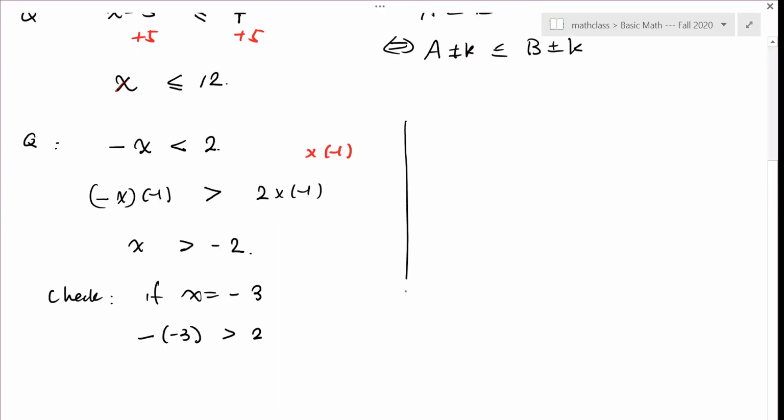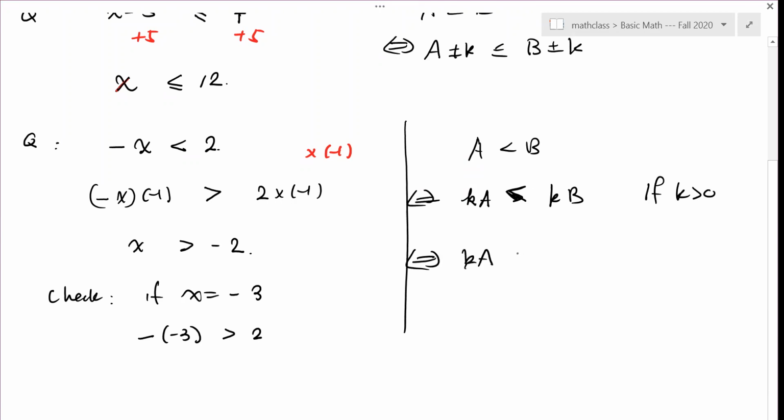So here's the point. Okay, a is less than b. Then you multiply by a constant k. If you multiply by a positive number, you still get the same inequality if k is positive. But if you change the sign, so if k is negative, then you have to change the direction of the inequality.